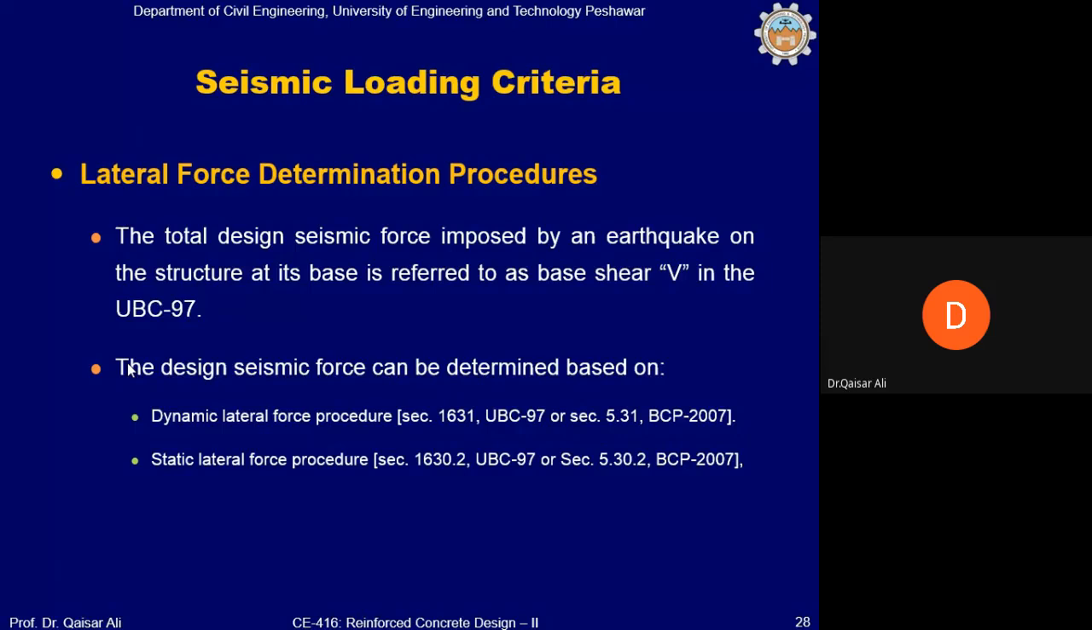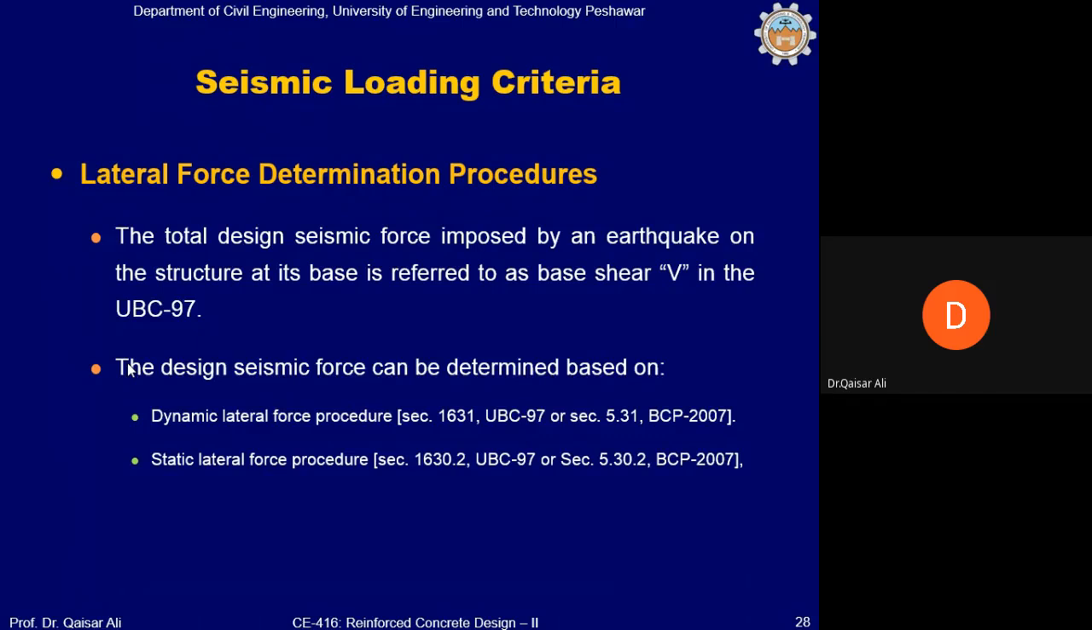So how do we make sure that the resistance of the structure is more than the stresses induced by this relative displacement or relative movement of the structure? For this, the push at the base of the structure caused by the ground motion shall be calculated, and this is done using the base shear procedure, which you will see in the coming slides. This is the basic push of the earthquake at the base of the structure.